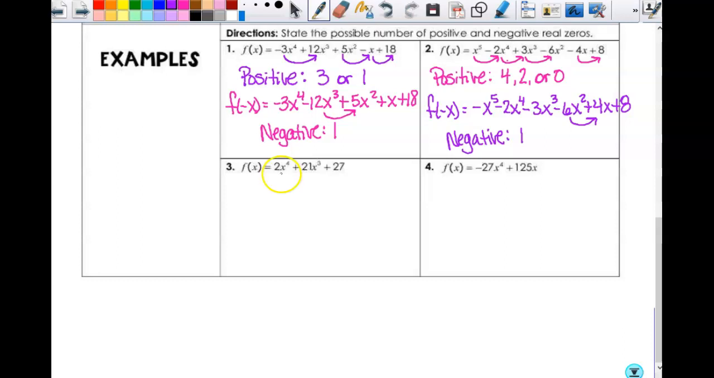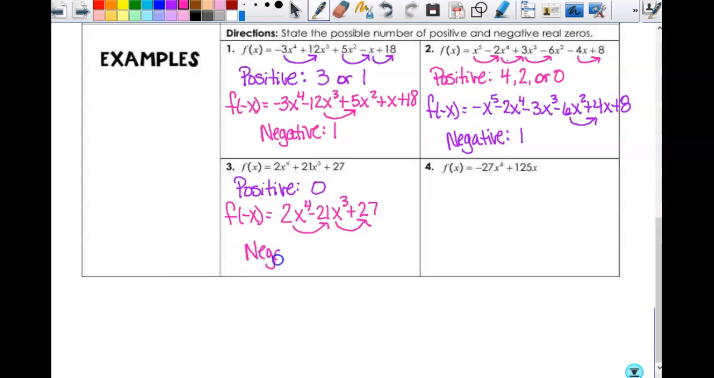It's positive, stays positive, stays positive. So for my positive zeros, it's 0. There's no variations in signs, so there's no way that there's any positive ones. Then I need to find f of negative x. Everything with an odd exponent changes its sign. So 2x to the fourth minus 21x cubed plus 27. So it's positive, changes to negative, changes back to positive.